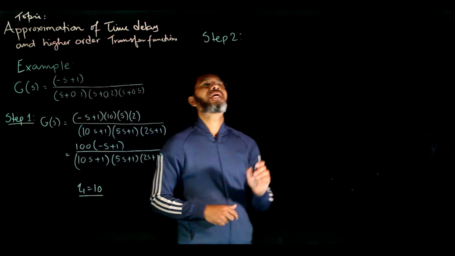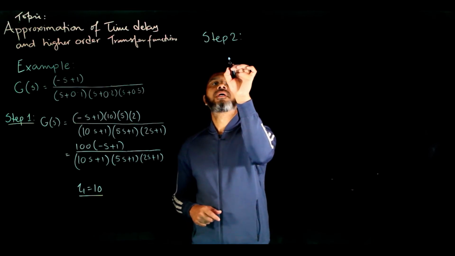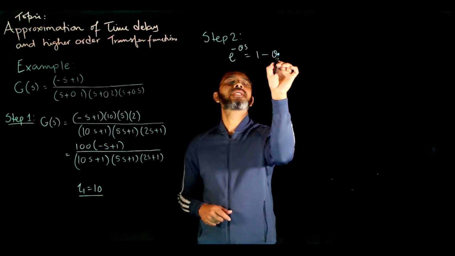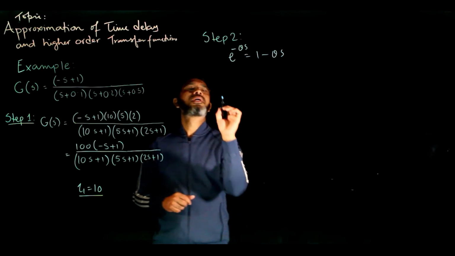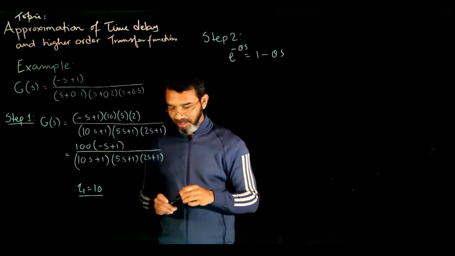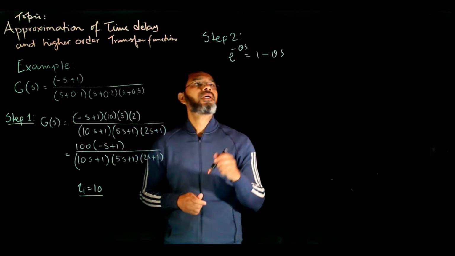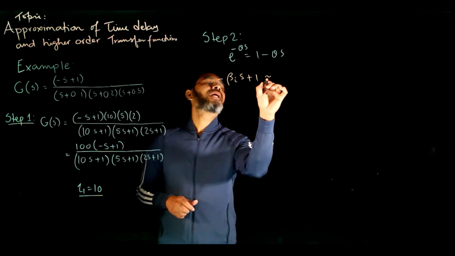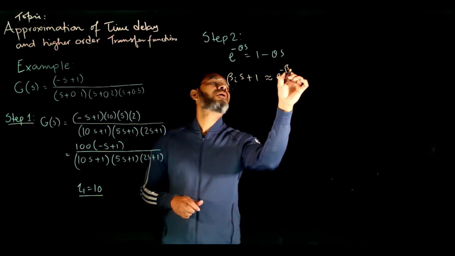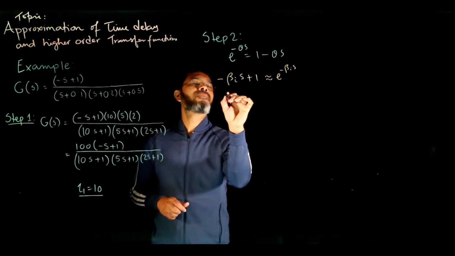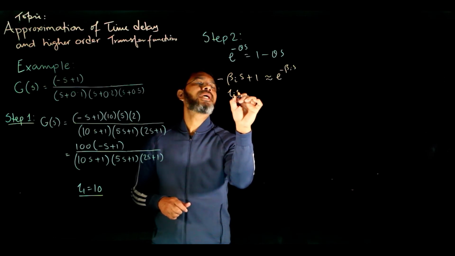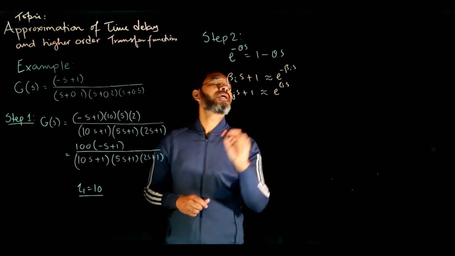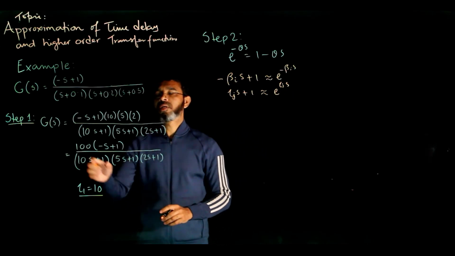For doing this, we know that we use the approximation e to the negative theta s equals 1 minus theta s. Giving us the formulation that if you have something like negative beta s plus 1, that becomes e to the power beta s with a negative sign, and if you have tau j s plus 1, that becomes e to the power negative tau j s. Okay.